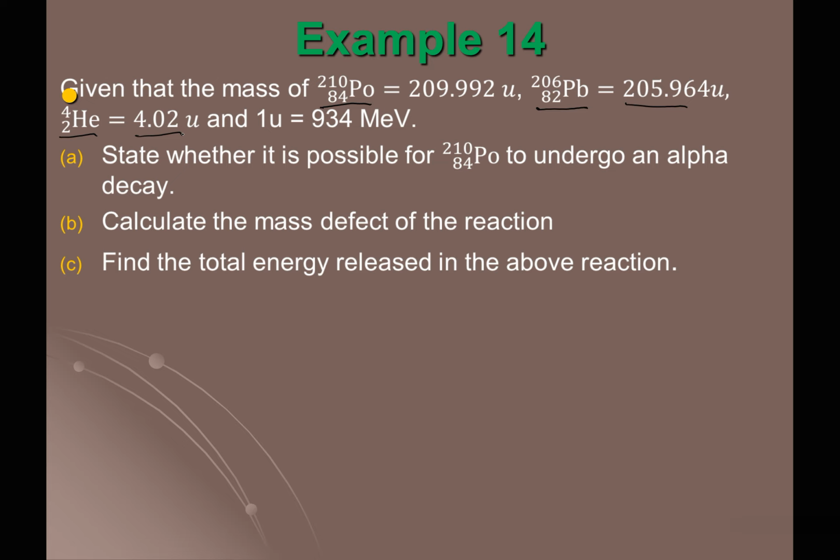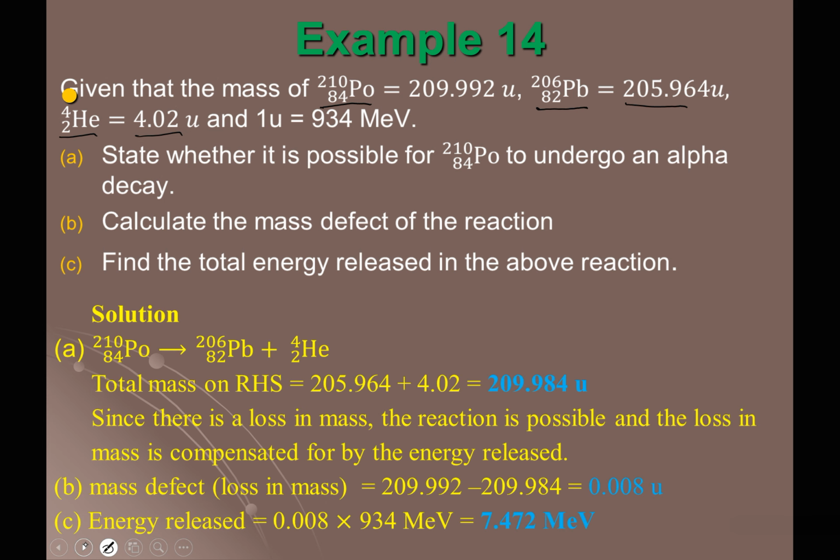Then for the mass defect, we just subtract the total mass on the left hand side of the equation from the total mass on the right. Okay, so this is the equation, which I think is correct. Then I got the total mass on the right hand side to be this one, which is different from the total mass on the left hand side. So there's a difference in mass, which means the reaction is possible because the difference in mass is compensated for by the release of energy.